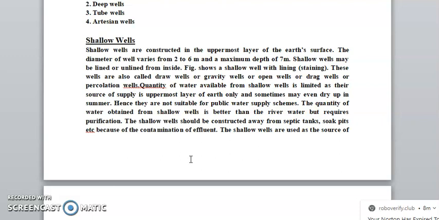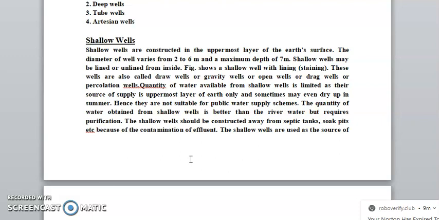Okay. This well is called a draw well, gravity well, open well, drag well, or propagation well. The quantity of water available from the shallow well is limited to the source of supply in the uppermost layer of the earth only, and sometimes it may even be dry in summer. Hence, they are not suitable for a public water supply scheme.